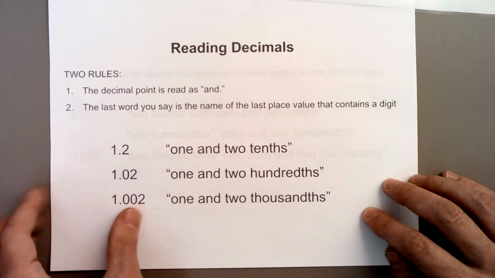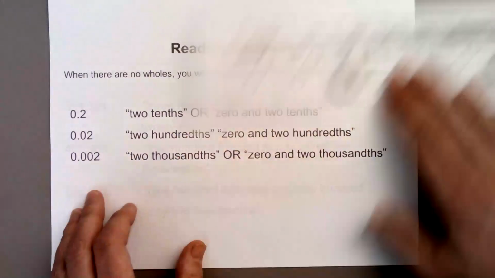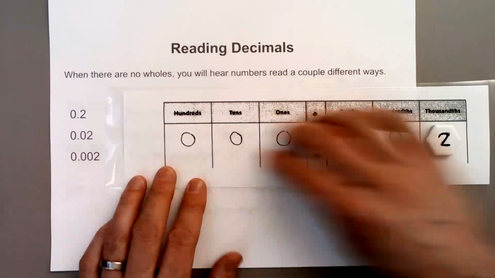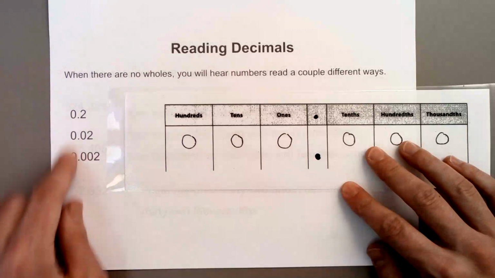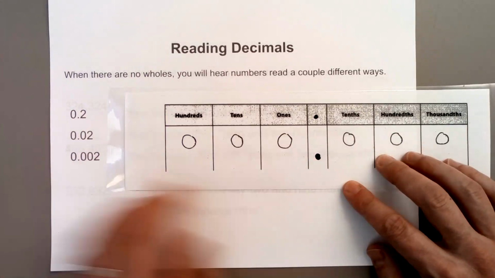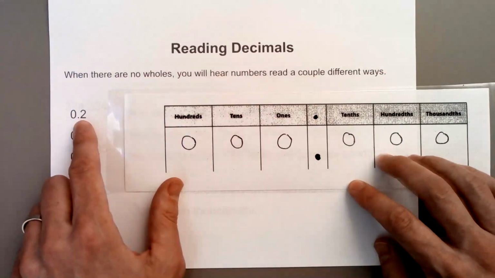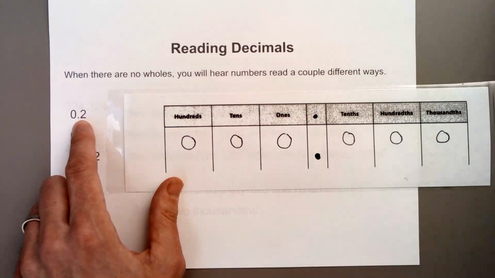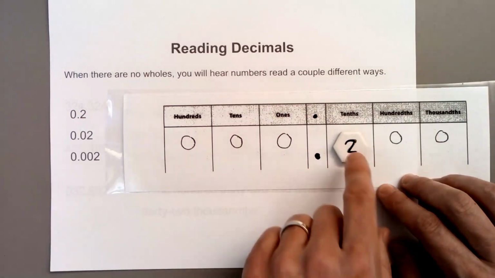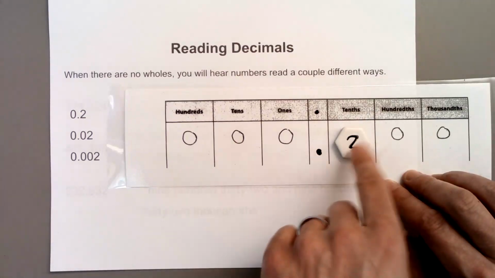Let's go on to level 2. And sometimes you will come across decimal numbers where there are no wholes at all. See, there are zeros to the left of the decimal point in the wholes places. So you might hear these numbers read a couple of different ways. I have a 2 here in the place just to the right of the decimal. That's the tenths place. So a lot of people will read this as just 2 tenths. The only digit in this entire number is right here in the tenths place, so they'll read it 2 tenths.